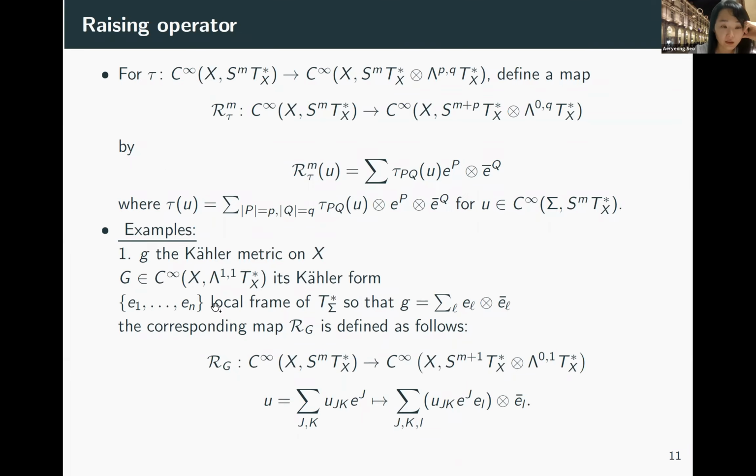Here are some examples. The first one is if we let g be the Kähler metric on X, and this capital G is its Kähler form, and let's consider e_1 to e_n to be a local frame of the cotangent bundle, so that g can be expressed by this. So that means this is also an orthonormal frame. Then the corresponding raising operator is given by like this. So we just take the symmetric product with e_l and sum like this.